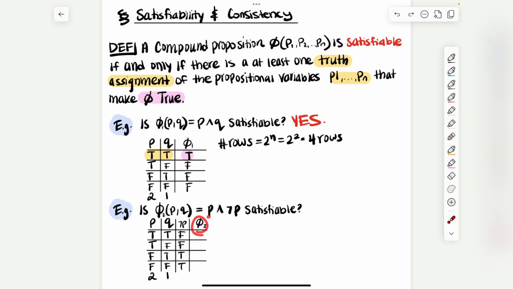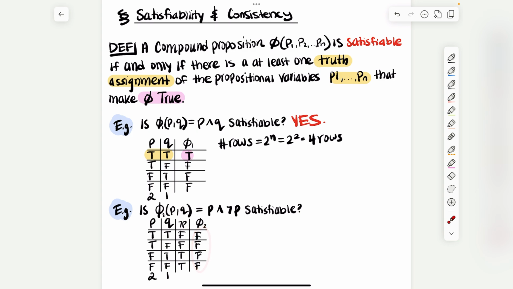And then our compound proposition is p and not p. Again, with an and operator, the only way that this is going to output true is if this and this are true at the same time. So p and not p should be true at the same time. True and false, that gives you false. True and false, that gives you false. False and true gives you false. False and true gives you false. All of them are false.